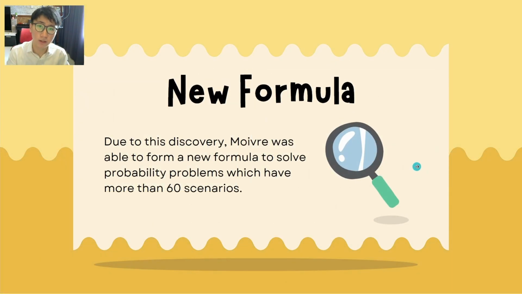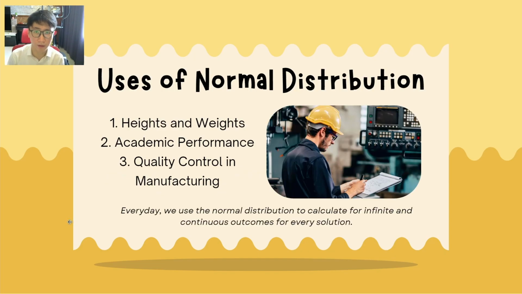Due to this, Abraham was able to form a new formula, which is the normal distribution. And it's basically the binomial distribution, but different. It's used to account for more than 60 scenarios, more than 60 trials. So it's kind of like an approximation instead of a distribution. Normal distribution is found and used everywhere. It is used to calculate continuous and infinite outcomes for every solution, in which there are no set values.